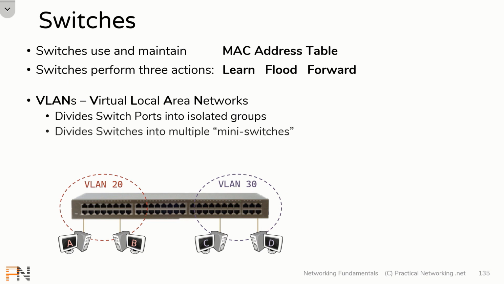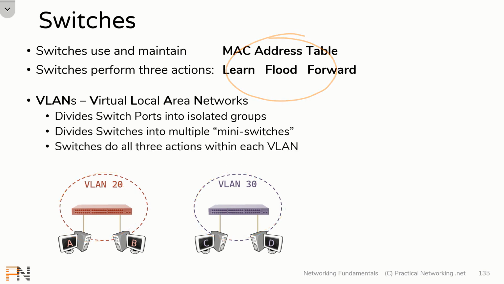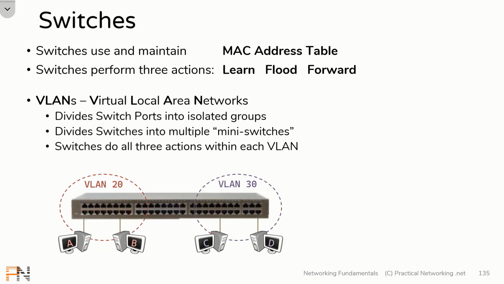Now, this switch essentially acts as multiple mini switches, and each of these mini switches is going to perform each of these actions independent from the other, meaning the switch is going to maintain one MAC address table for VLAN 20 and another MAC address table for VLAN 30, and the switch will do all three of these actions confined to these isolated independent groups. That is what VLANs do: they essentially allow you to create mini switches within the big physical switch. So you can see that these actions still apply if you're using VLANs. All you're doing is confining these actions to a specific set of ports.